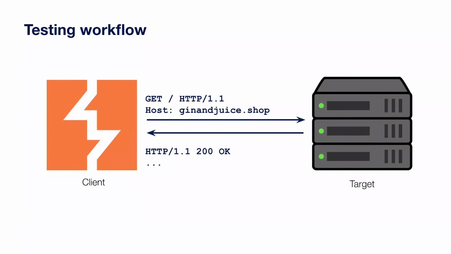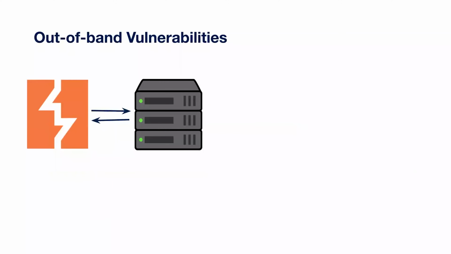So that's great. That obviously works really well for a large number of situations, and people do that manually, and automated scanners like Burp Scanner will also do the same thing. However, there's another category of vulnerabilities where this approach doesn't work for us. I'll call these out-of-band vulnerabilities.